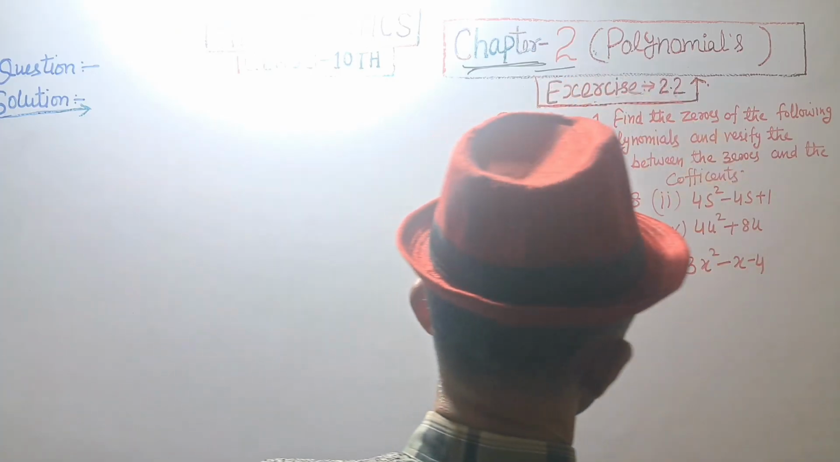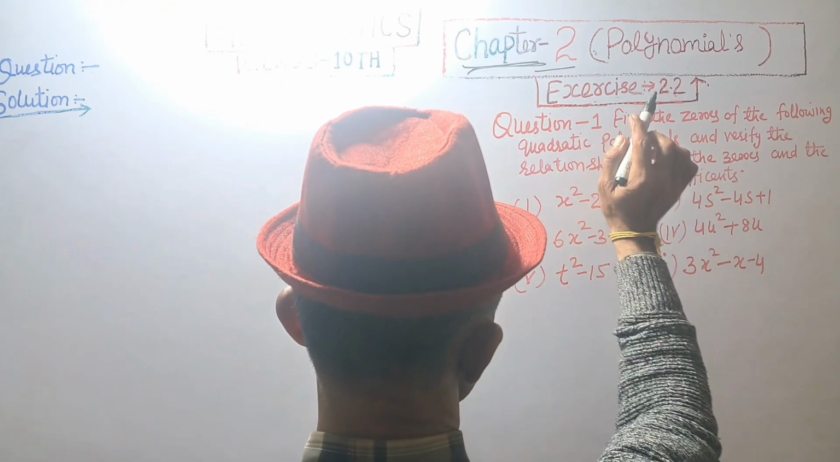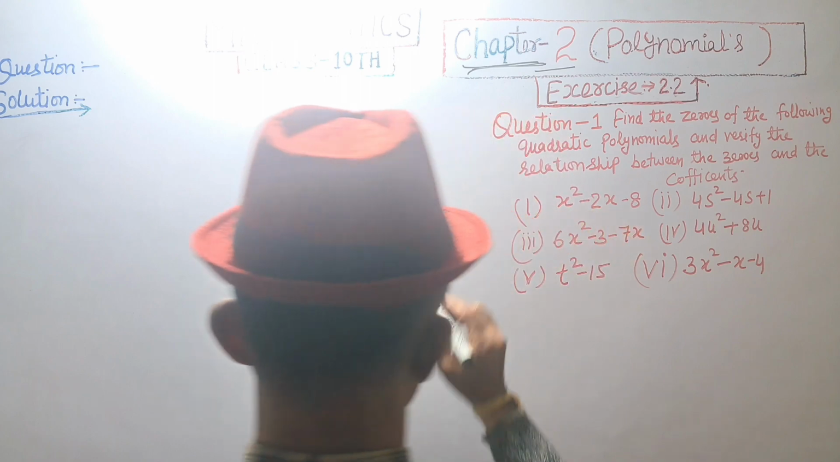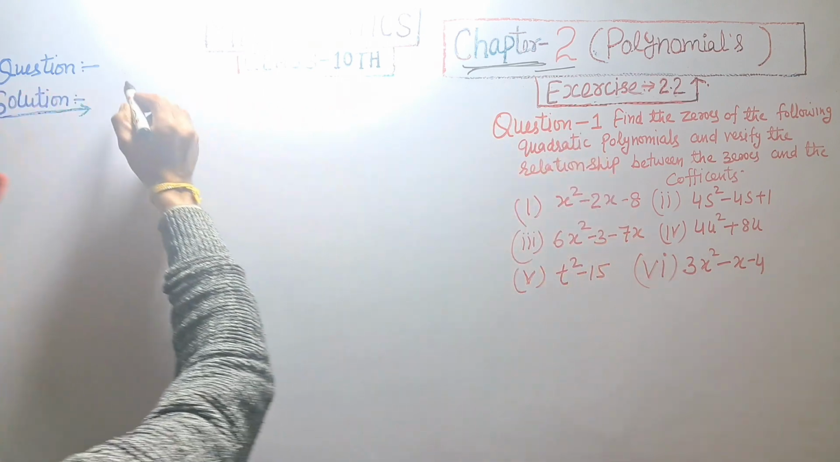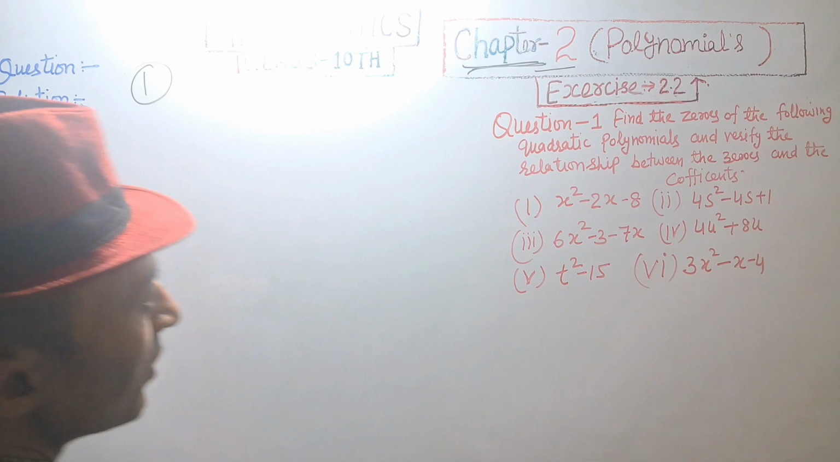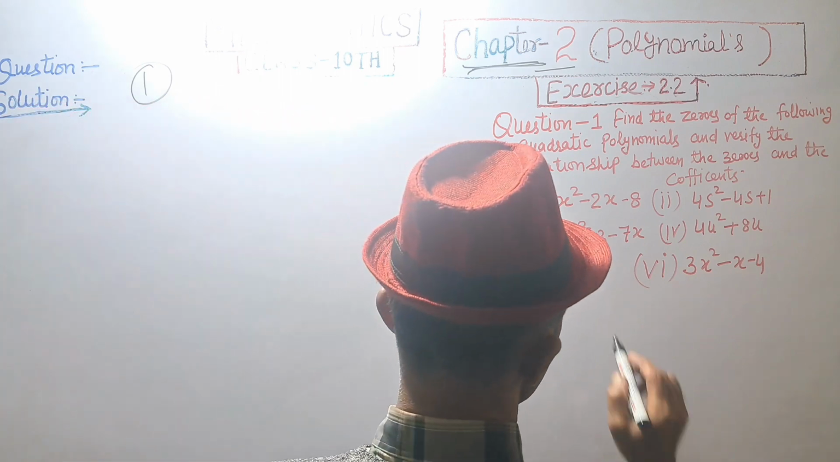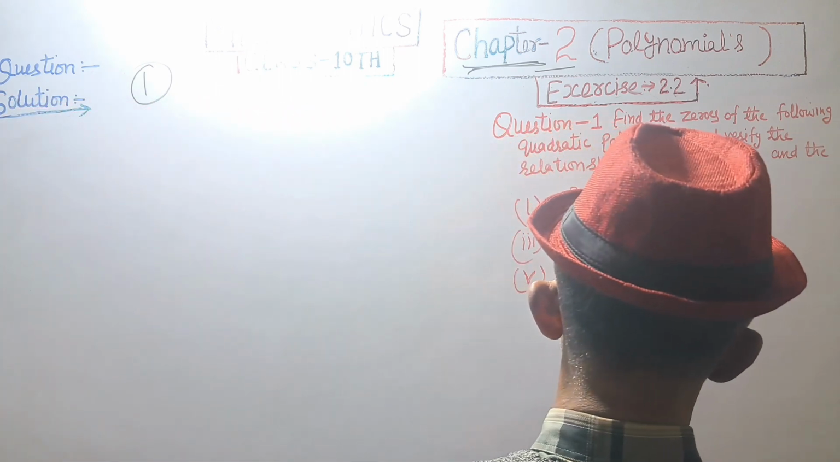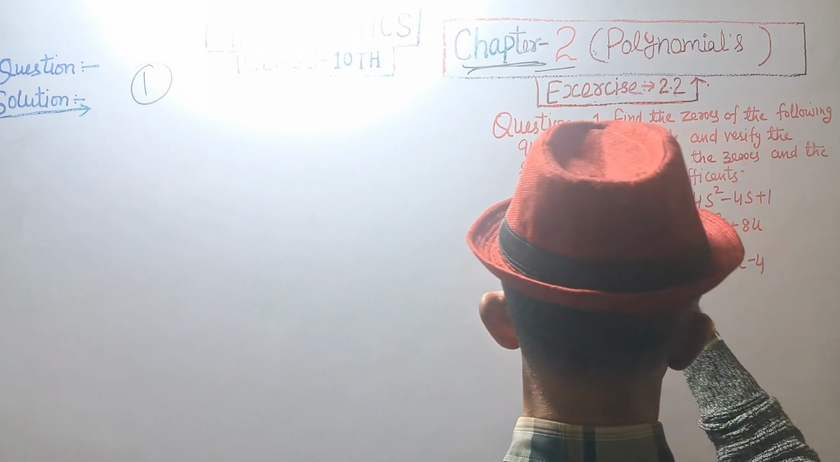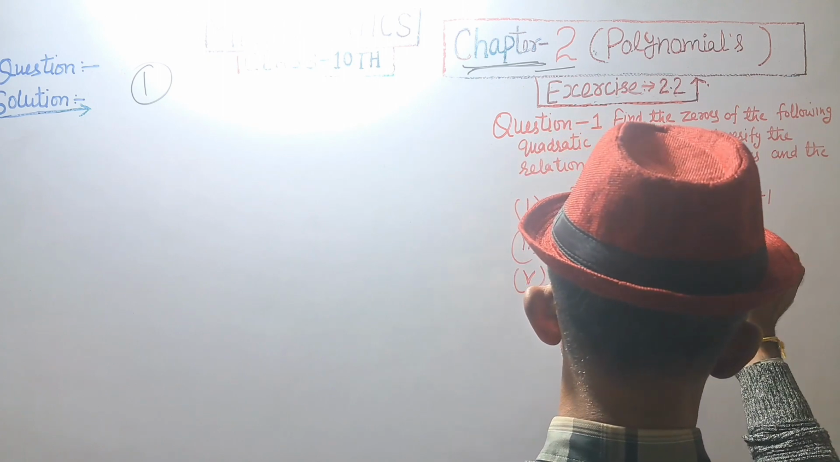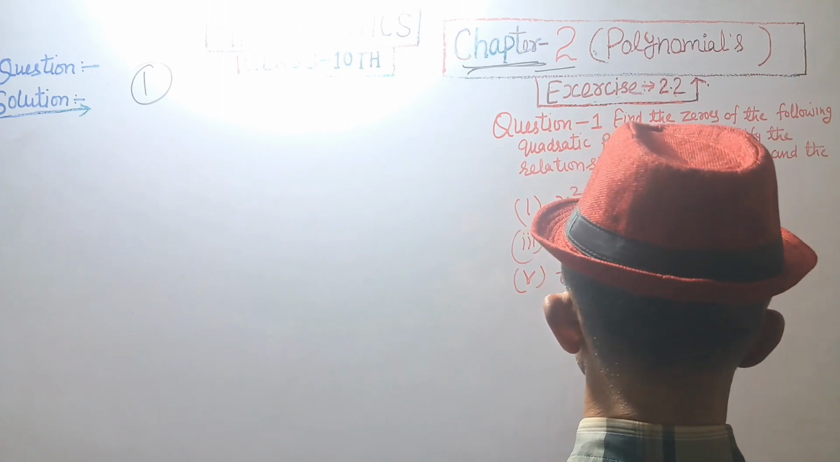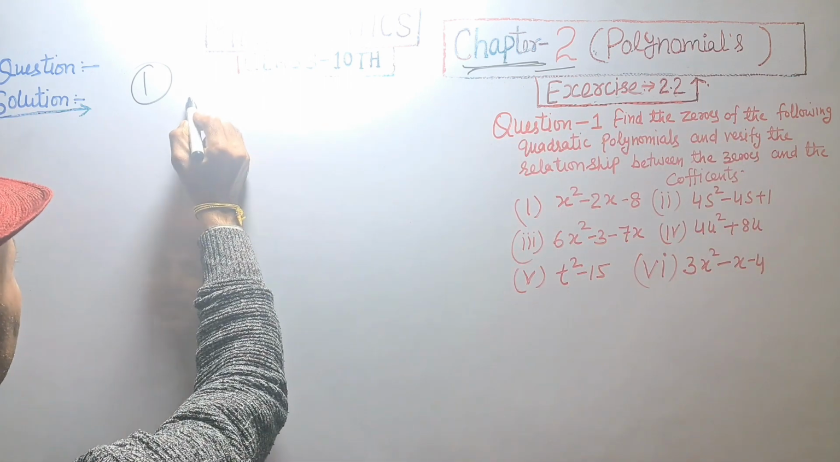Chapter 2, Polynomials. Exercise 2.2. Question number 1. Find the zeros of the following quadratic polynomials and verify the relationship between the zeros and the coefficients. First part given.